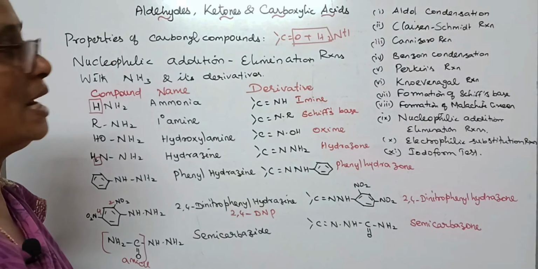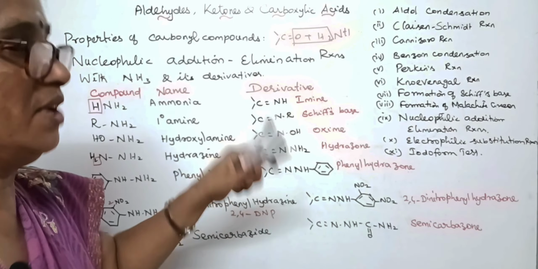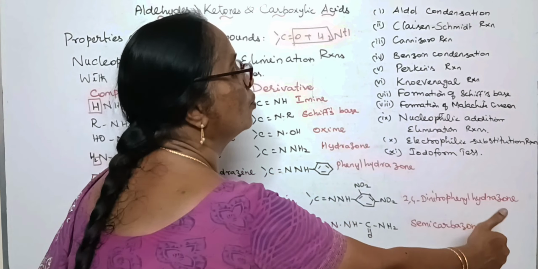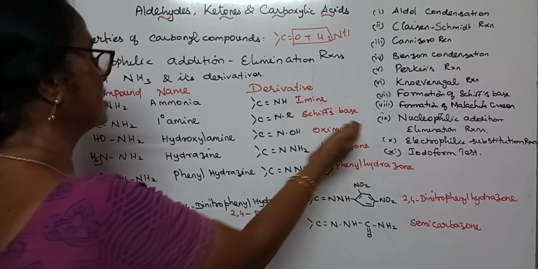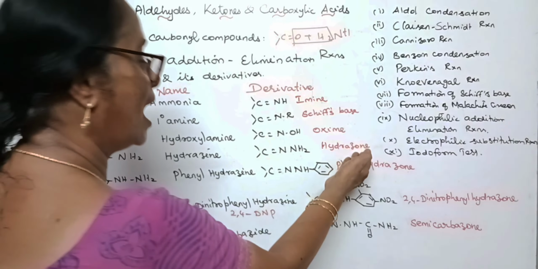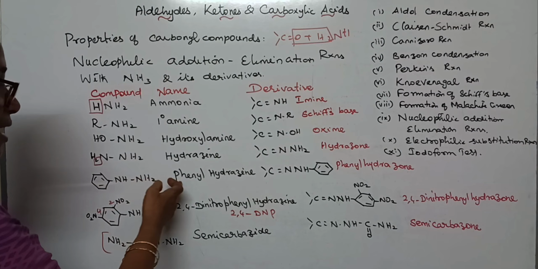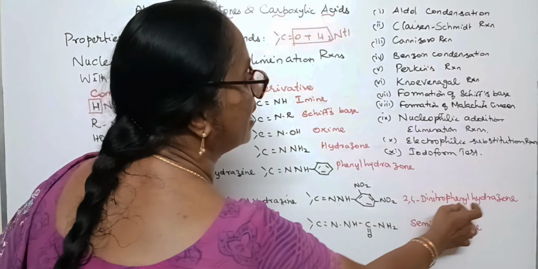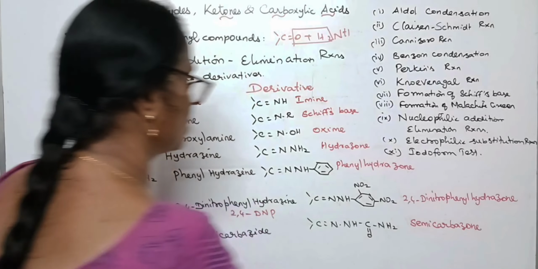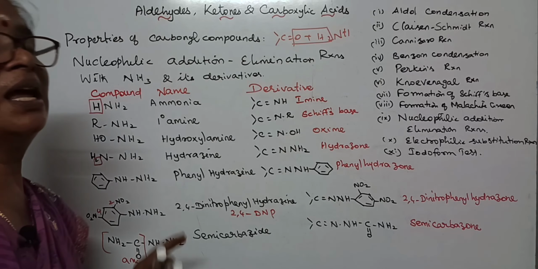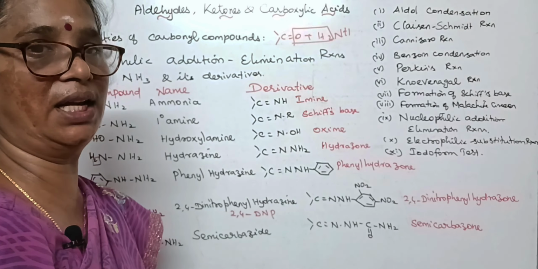And in the place of hydrogen, if you have an amide group, then it is called semicarbazide. When a carbonyl compound reacts with either ammonia or its derivatives, we will get the respective products: imine, Schiff's base with the primary amine, oxime with the hydroxylamine, hydrazone with the hydrazine, phenyl hydrazone with the phenyl hydrazine, and 2,4 dinitrophenyl hydrazone with the 2,4 DNP, or semicarbazone with semicarbazide. Let us see some examples of formation of these derivatives now.